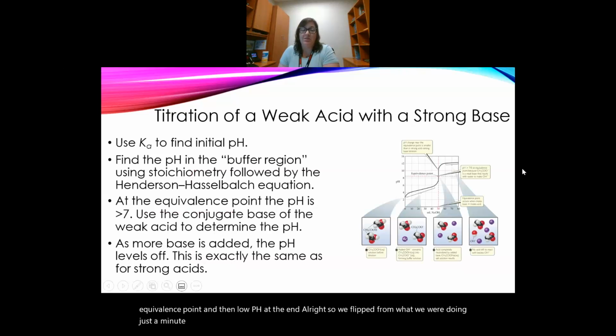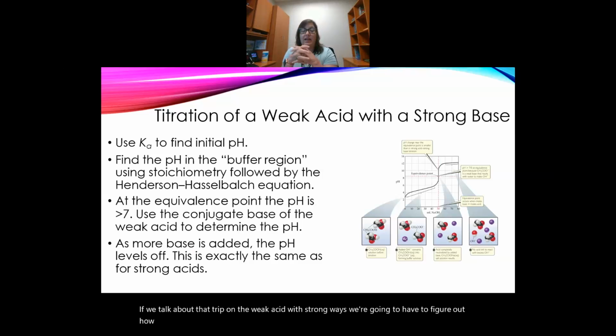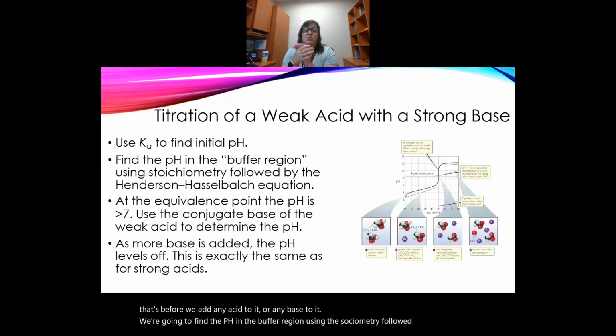Cool. Now if we talk about the titration of a weak acid with a strong base, we're going to have to figure out how to make some of those calculations. So we need to find the Ka to find the initial pH. So that's before we add any base to it. We're going to find the pH in the buffer region using the stoichiometry followed by the Henderson-Hasselbalch equation.